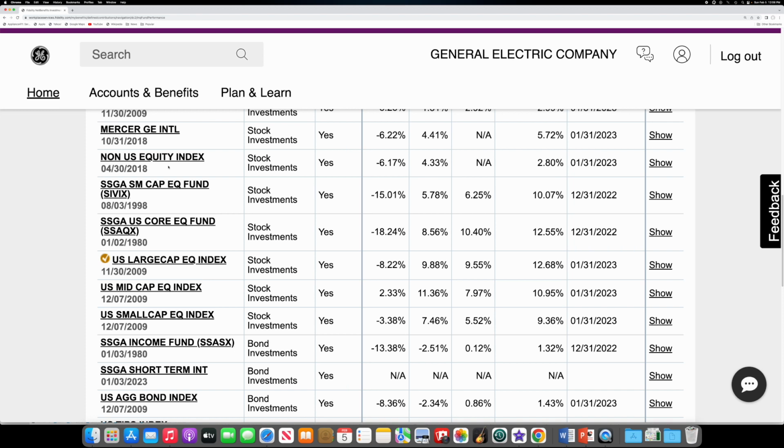If the stock market goes down, I know half of my money is safe. So that's what I'm doing. That's the logic of the reasoning why I'm doing what I'm doing.